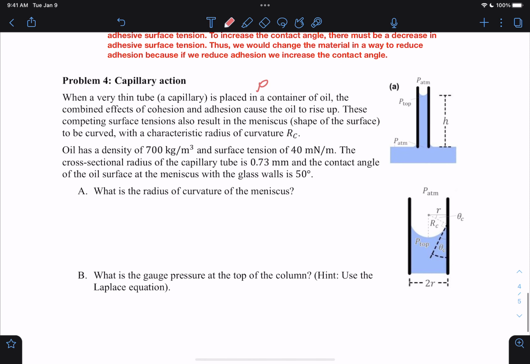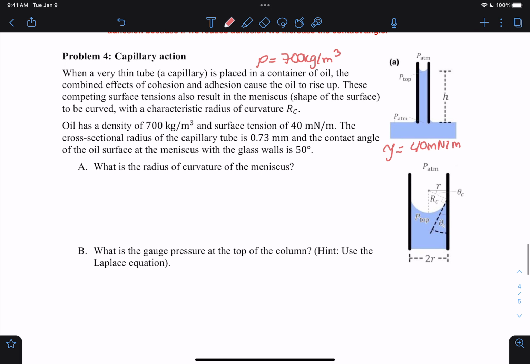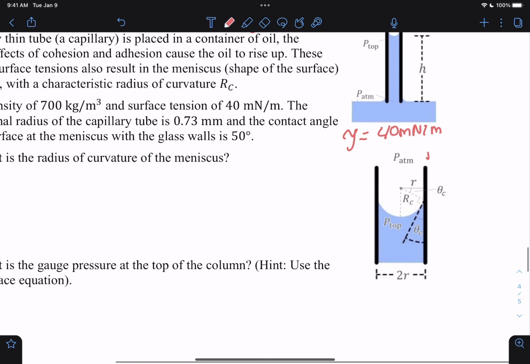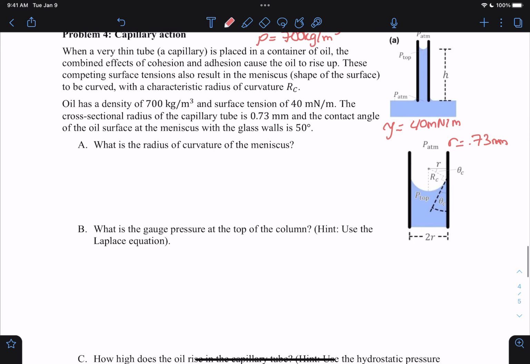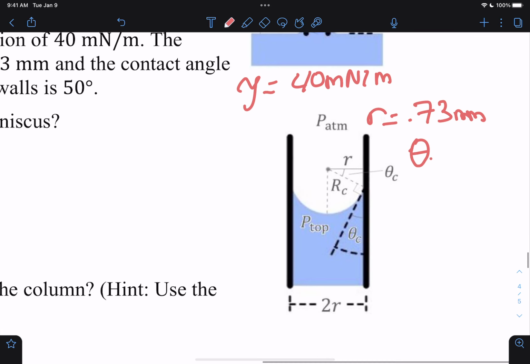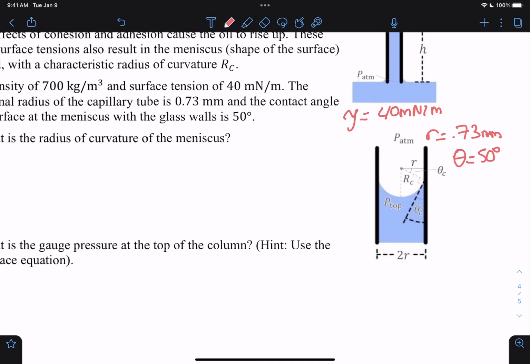We know that the density is 700 kilograms per meter cubed, right? We have a surface tension of 40 millinewtons per meter, which we're bound to convert to SI units probably. A cross-sectional radius, so just a regular R, of 0.73 millimeters, which we're also bound to convert to SI units. And then our theta, our contact angle, is 50 degrees.